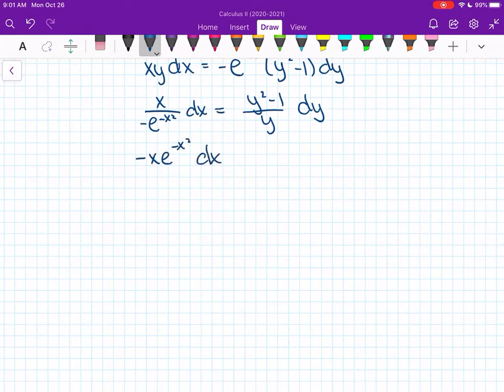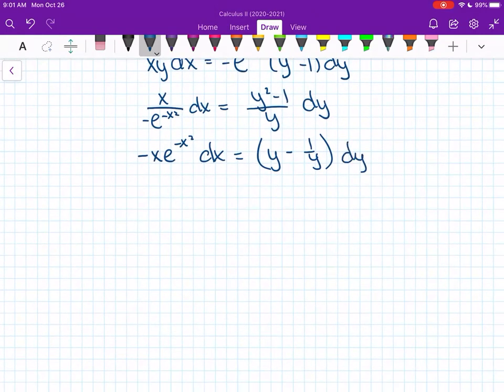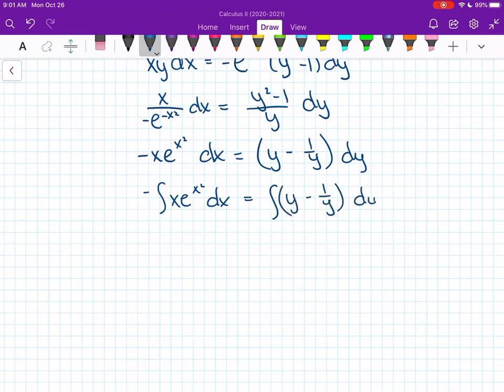What did I lose? Okay, so I had negative x e to the x squared dx equals y minus 1 over y dy. And then I'm going to integrate both sides. Oops, I don't need a negative on that exponent. All right, so now we're going to integrate. So I get the integral of x e to the x squared dx. And then on this side, the integral of y minus 1 over y dy.